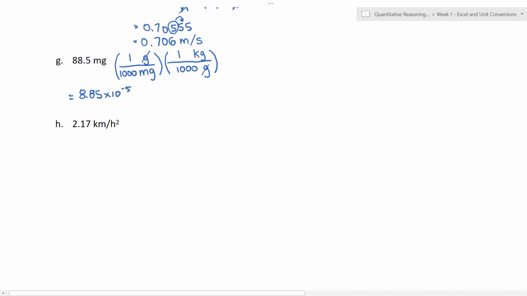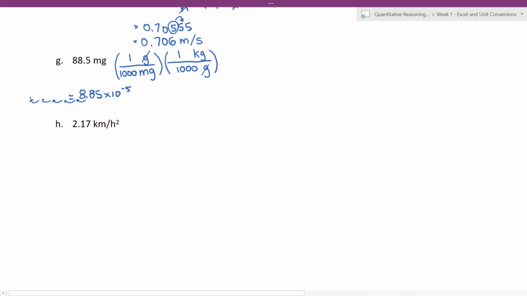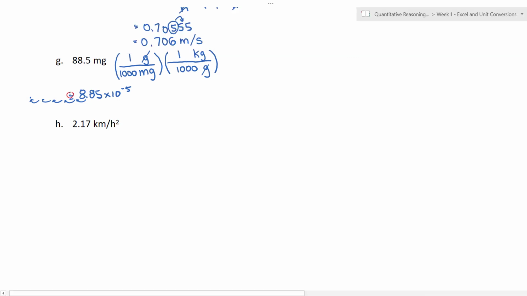Now what does that times 10 to the negative 5 mean? Just that the decimal place needs to get moved over to the left 5 times. Once it moves over 5 times, let's see, 1, 2, 3, 4, 5, that decimal place is now here. And everything else is a bunch of zeros in front of it. So I'm left with 0.0000885. My milligrams are canceled, my grams are canceled, and I'm left with kilograms. If you wanted to leave it as just 8.85 times 10 to the negative 5 kilograms, that's also correct.